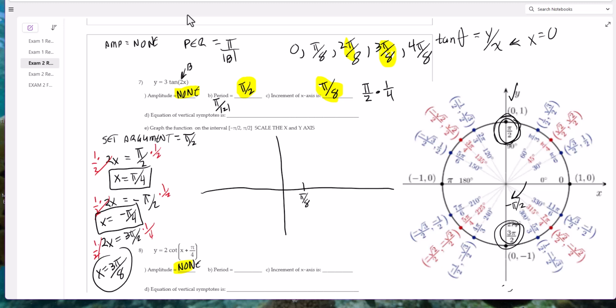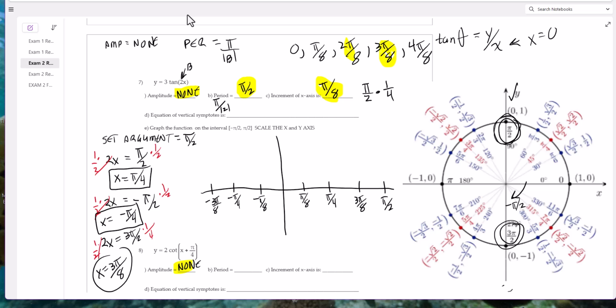Okay, then I've got 3 pi over 8. Then I got 4 pi over 8, which is pi over 2 like that. Okay, then I can do the negative ones. I have negative pi over 8, negative pi over 4, negative 3 pi over 8, and then negative pi over 2 like that.